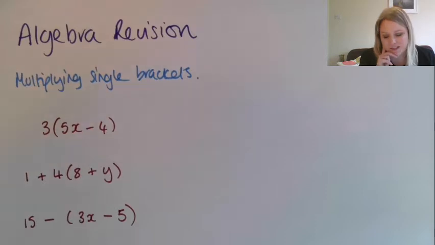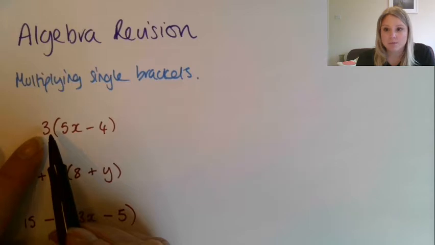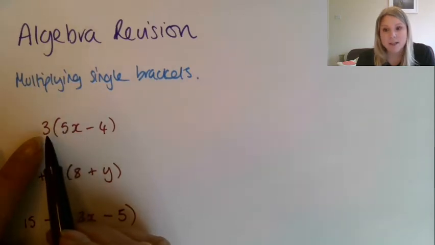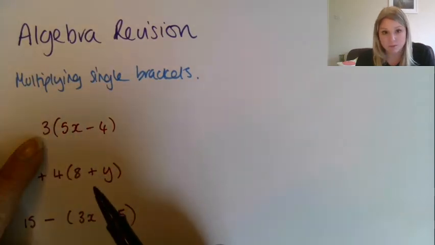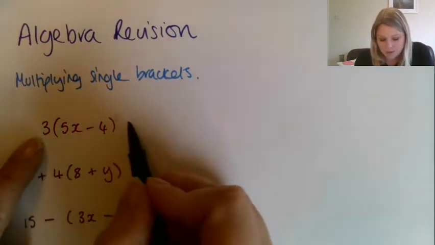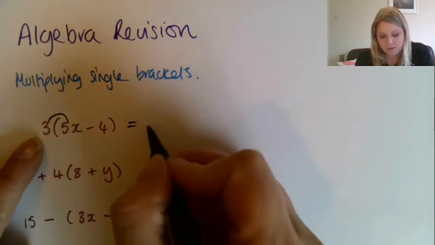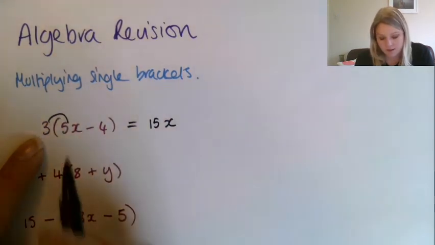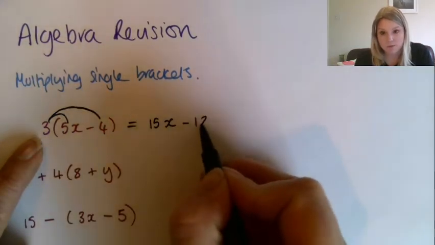Okay, so the first thing we did in this topic was multiplying out single brackets. So I've just written out 3 wee examples here to remind you of the process. So remember, if you have a number or a letter or something right beside a bracket, it means that absolutely everything in that bracket must be multiplied by that number, or it could be a letter. So for this one here, it would be 3 multiplied by 5x would give us 15x. And then 3 multiplied by minus 4 would give us minus 12.